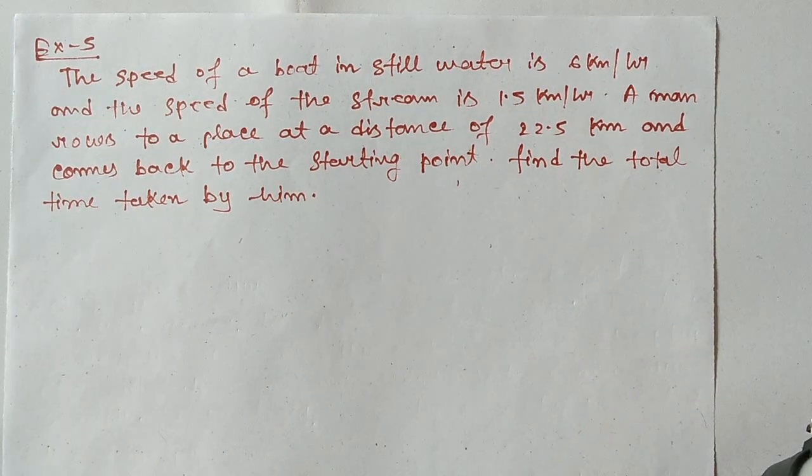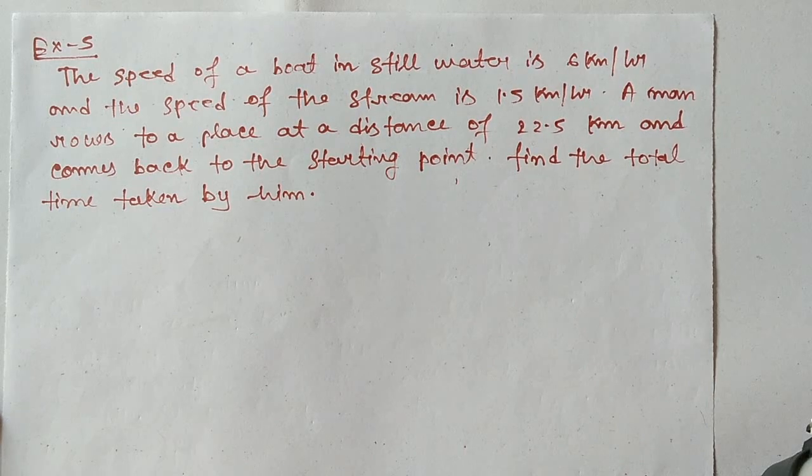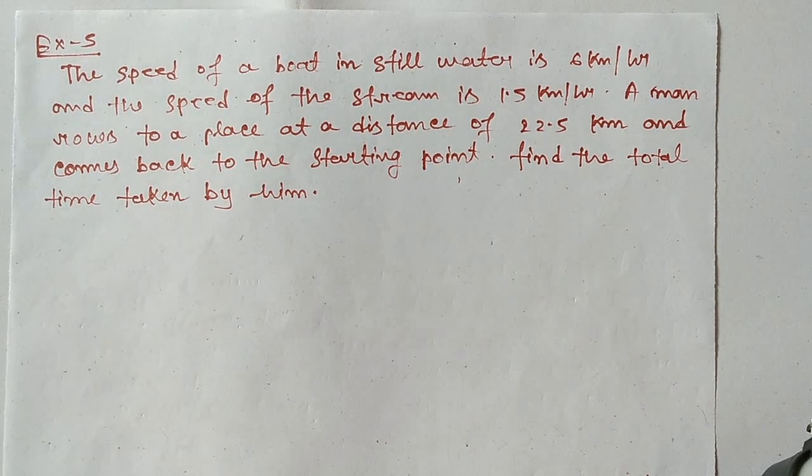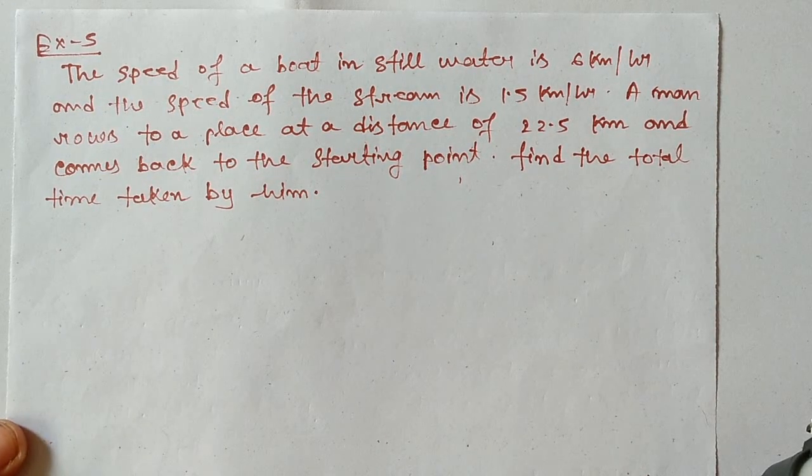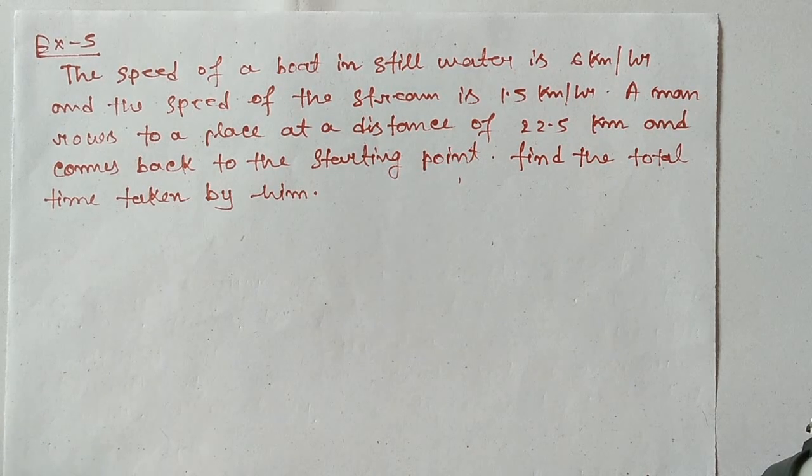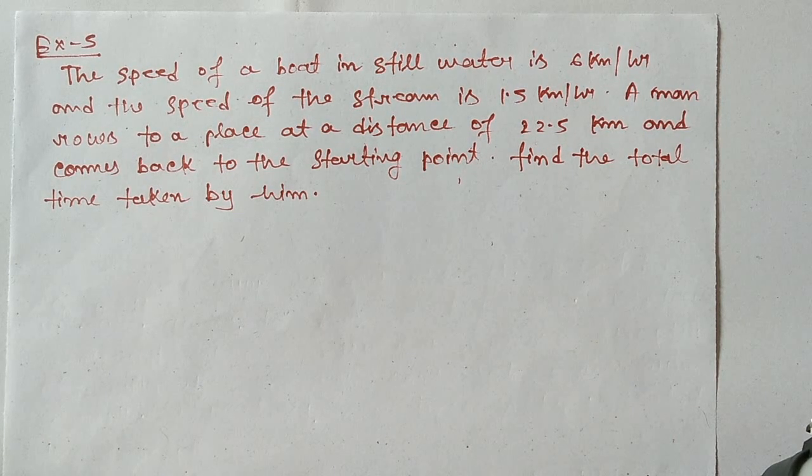So this is exercise 5, that is problem number 5. The speed of a boat in still water is 6 km per hour and the speed of the stream is 1.5 km per hour. A man rows to a place at a distance of 22.5 km and comes back to the starting point. Find the total time taken by him.